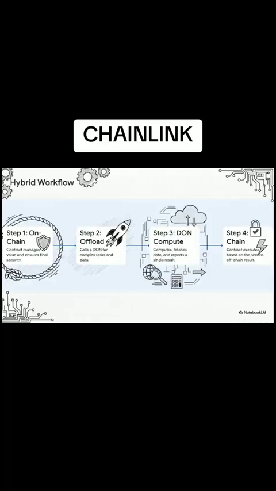So here's how that workflow actually plays out. The on-chain contract, the part that's slow but super secure, it just holds onto the valuable assets. Whenever it needs to do something complex or data-heavy, it just calls out to the off-chain DON.